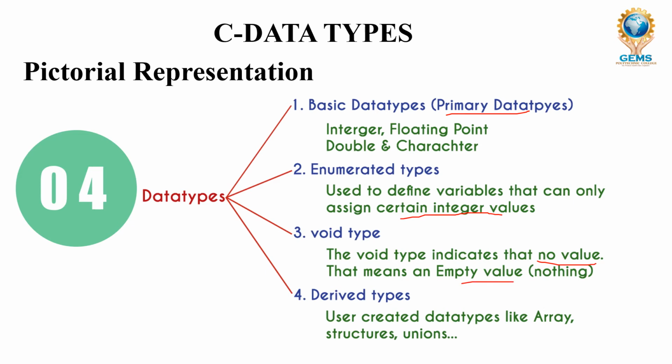And derived data types are called secondary data types. That is, user created data types like array, structure and union. These are all called derived data types.